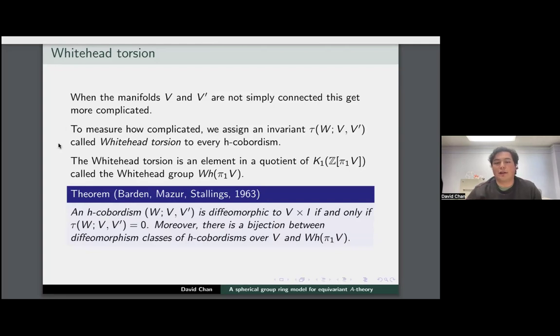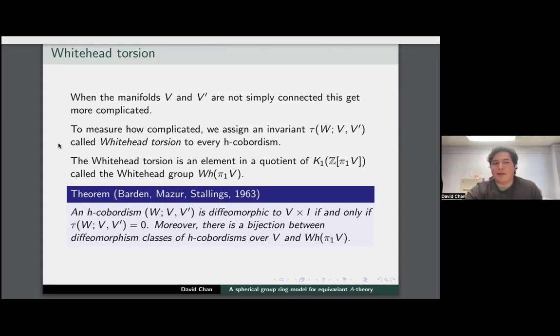In particular, and moreover, there's this bijection between diffeomorphism classes and the Whitehead group. So when the Whitehead group vanishes, i.e. when pi 1 is 0, there's only one class here. Okay.